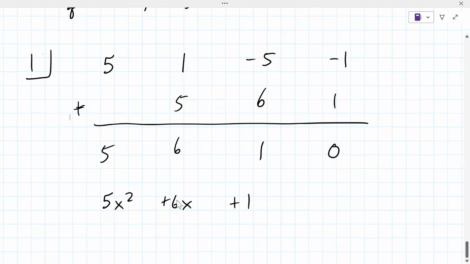And then this you can factor. So I'd like you to try factoring this, please.